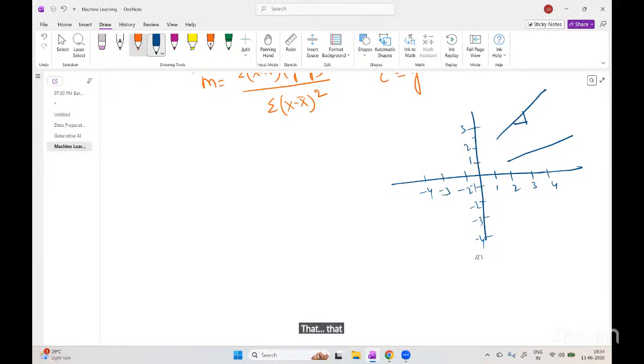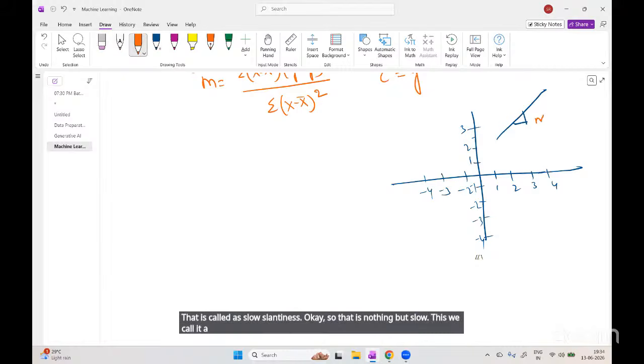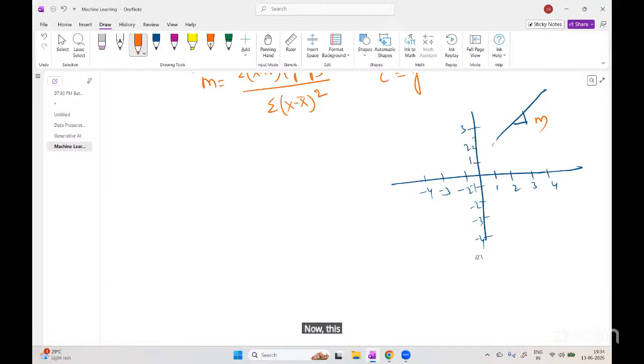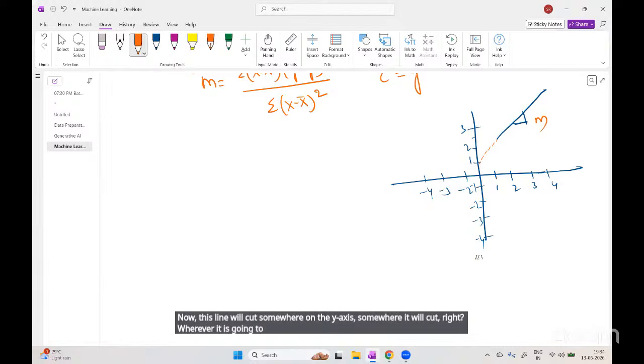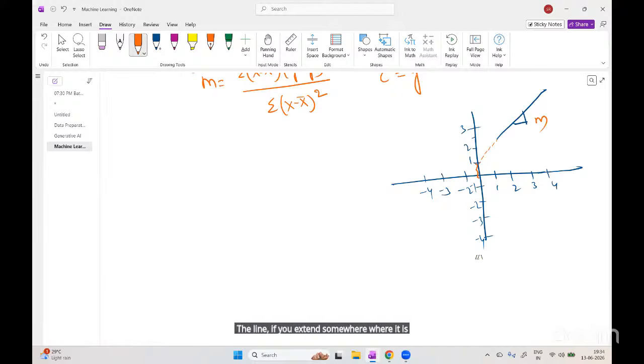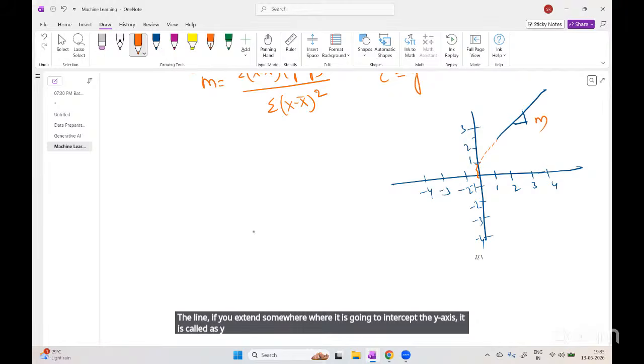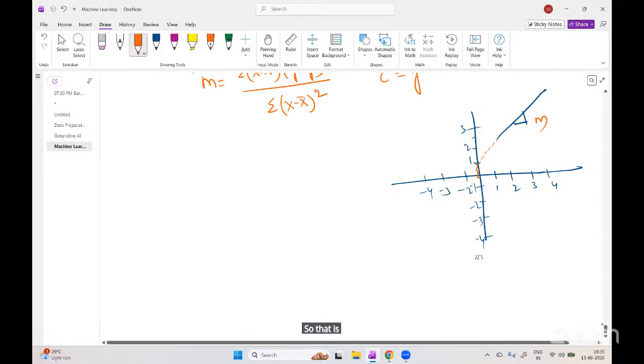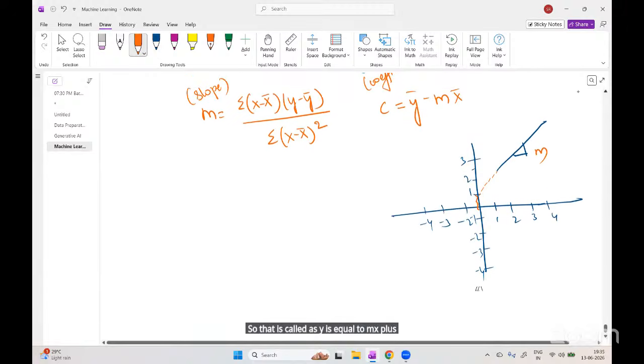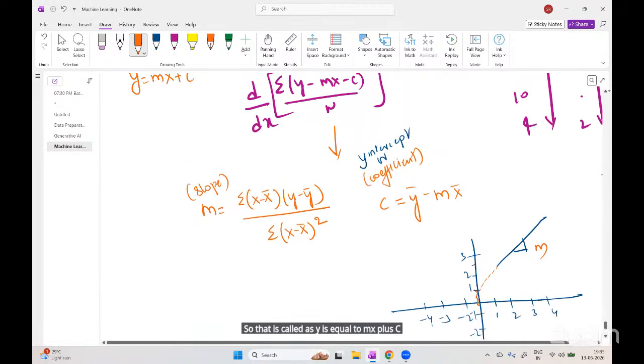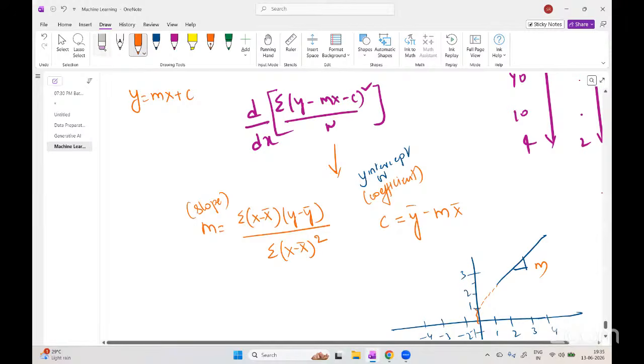That is called slope, slantiness. So that is nothing but slope. This we call slope, which is m. Now this line will cut somewhere on the y-axis, right? Wherever it cuts the y-axis, this distance is called the y-intercept. If you extend the line, where it intercepts the y-axis is called the y-intercept. So that is y is equal to mx plus c. Everyone make a note of this.